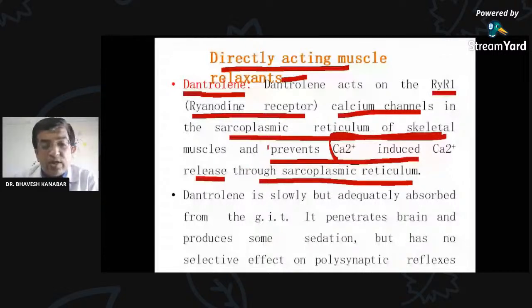Dantrolene is slowly but adequately absorbed from the GIT, it penetrates the brain and produces some sedation. This is pharmacokinetics, so we are not discussing the pharmacokinetics.